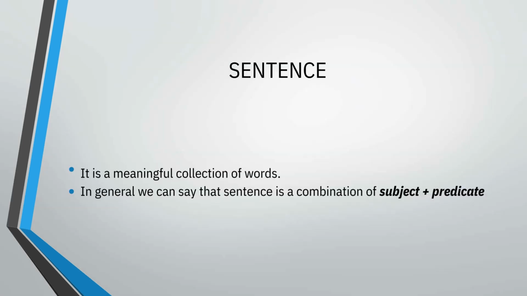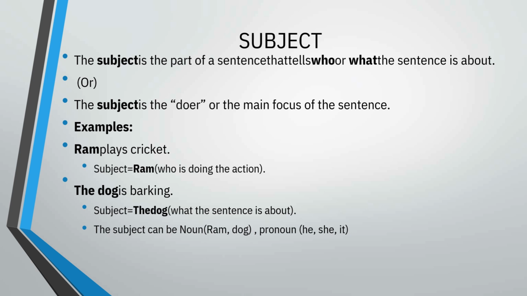Now let us look into the sentence. What is a sentence? It is a meaningful collection of words. In general, we can say that a sentence is a combination of subject plus predicate. What is the subject? The subject is the part of a sentence that tells who or what the sentence is about, or the subject is the doer or the main focus of the sentence.